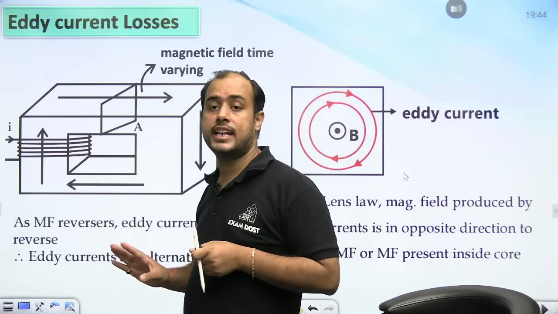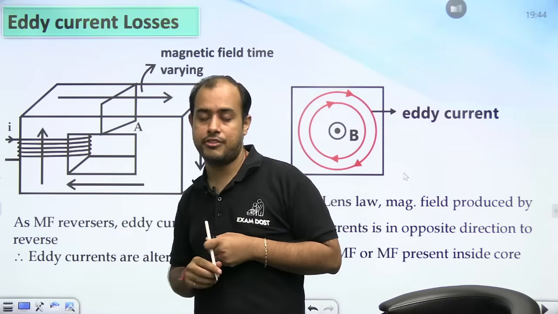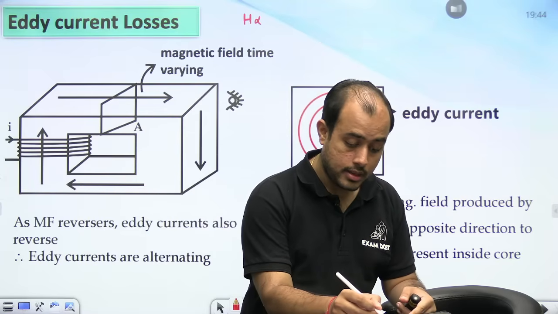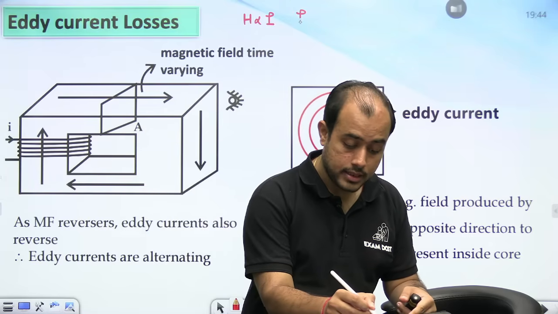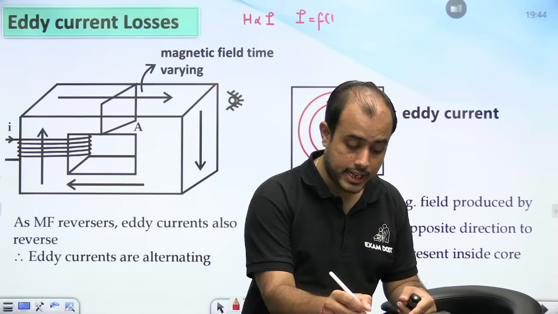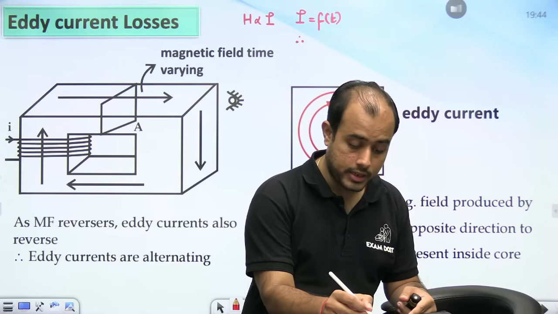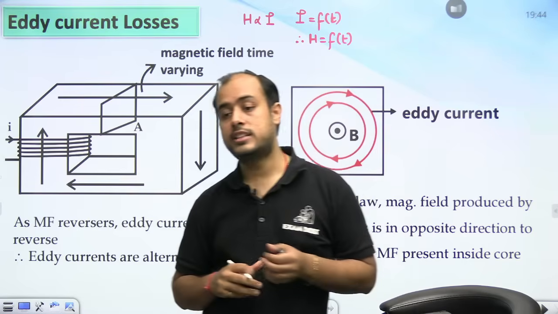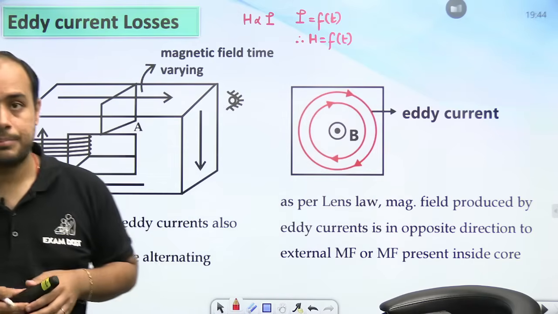Now this magnetic field varies with time. Why? Because H is proportional to current. Current is a function of time. Therefore H is also a function of time. H भी फंक्शन ऑफ टाइम है.